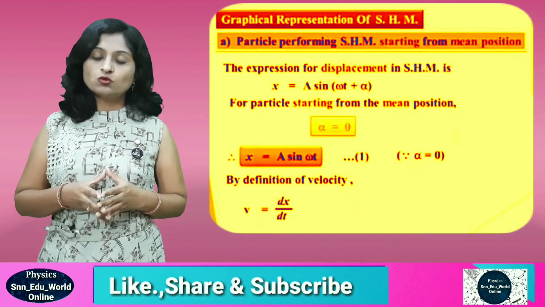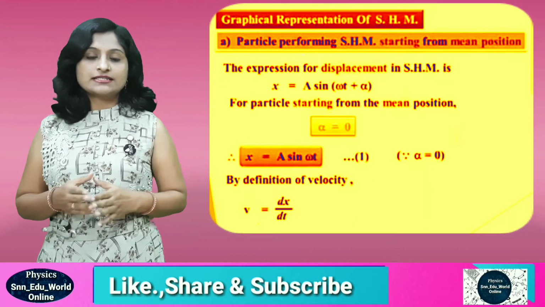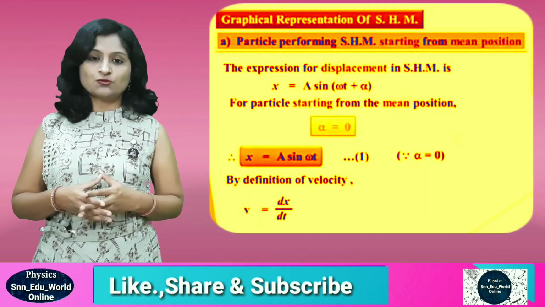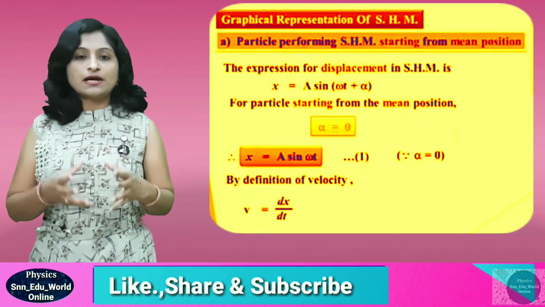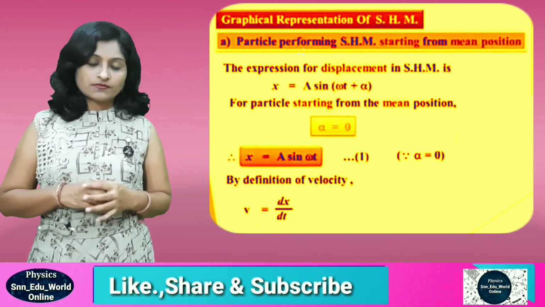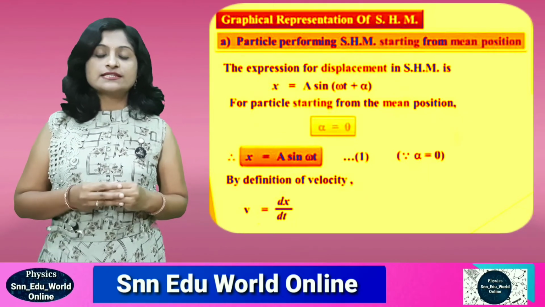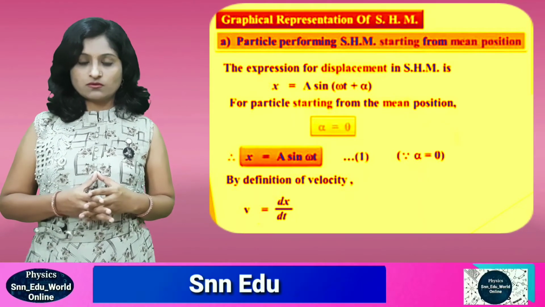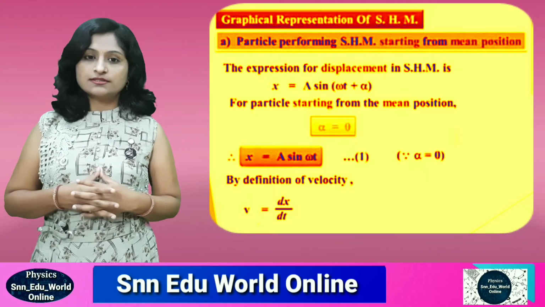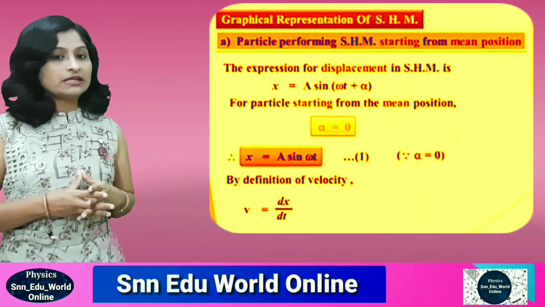There are two conditions: when a particle starts from the mean position, or when it starts from the extreme. Today's class is based on the mean position. So let the particle start oscillating from the mean position. Whenever it starts from the mean position, its initial phase alpha will be 0. What is the initial phase of the particle for mean position? It will be 0.